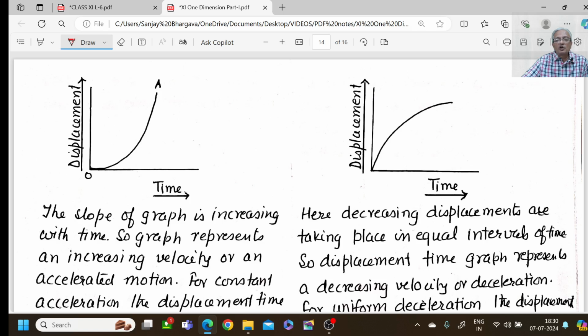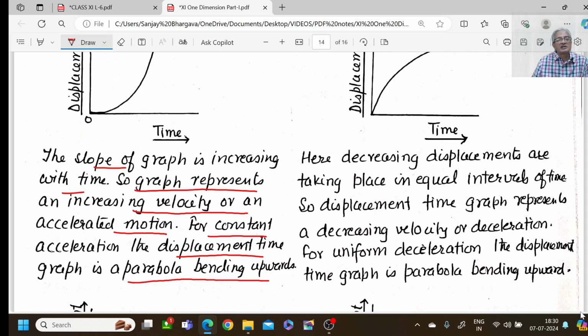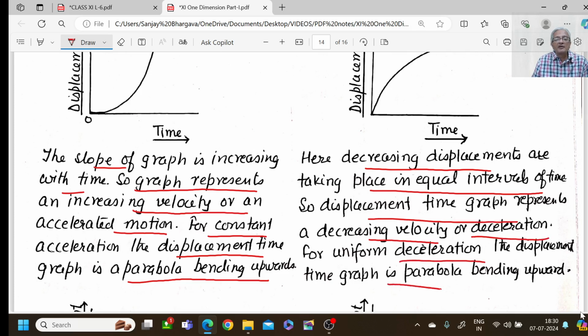In my first graph, what do I observe? We observe that the slope of the graph is increasing with time. So the graph represents an increasing velocity or an accelerated motion. For constant acceleration, the displacement time graph is a parabola bending upwards. Here, decreasing displacements are taking place in equal intervals of time. So the displacement time graph represents a decreasing velocity or deceleration. For uniform deceleration, the displacement time graph is a parabola bending downwards.